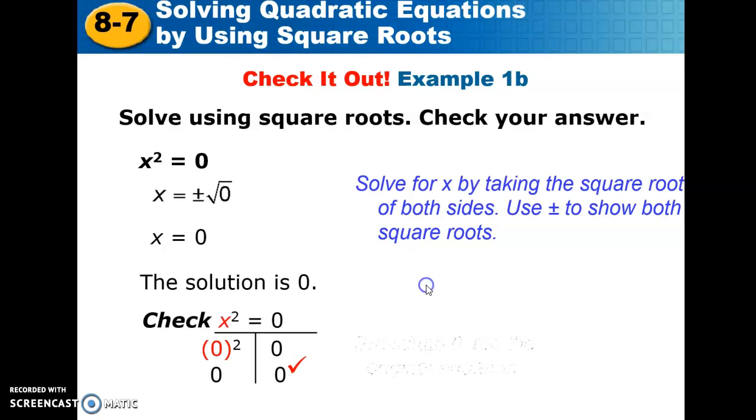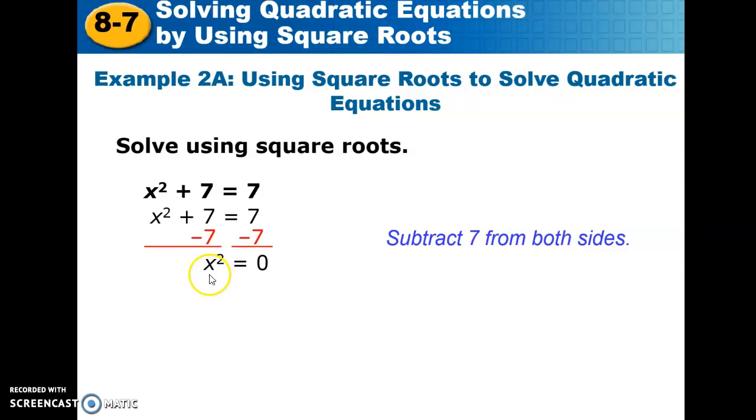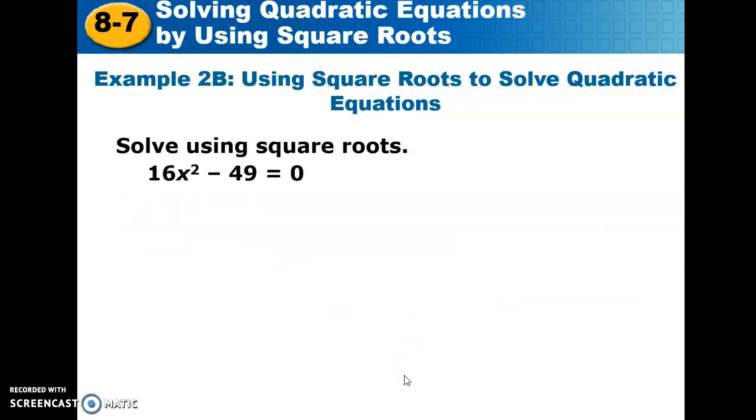Let me get a problem that's a little bit more complex. Here we go. This looks different from our other problems. We have x squared plus 7 equals 7. We want to get x squared all by itself, so I'm going to subtract 7 on both sides. I get x squared equals 0, which is a carbon copy of the previous answer, so we know x equals 0. Again, make sure x squared is all by itself, and then you can apply the square root method.